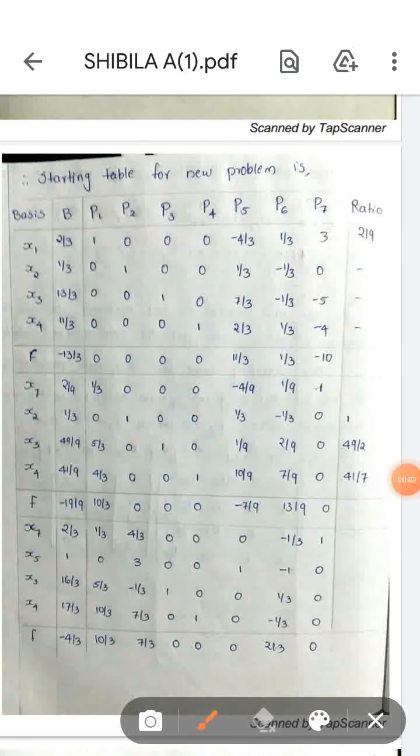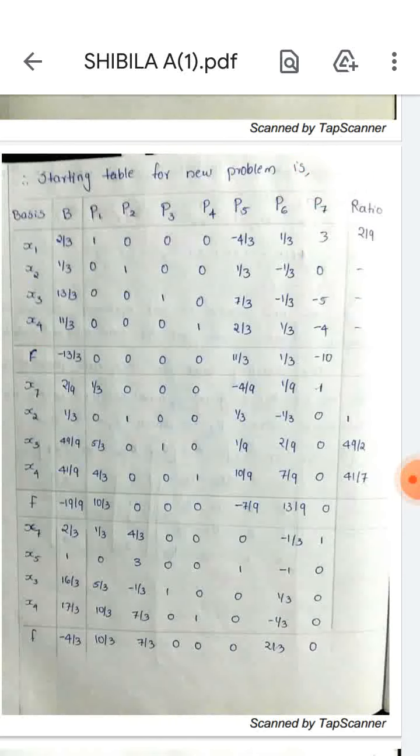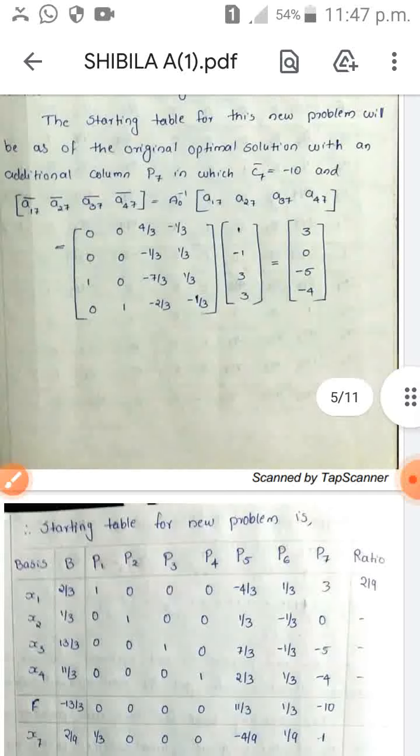Therefore, the starting table for the new problem is here. Up to P6, it is our optimal table. To this table, we add a new column P7 corresponding to x7, then the coefficients are 3, 0, minus 5, minus 4. This column is obtained from here: 3, 0, minus 5, minus 4.